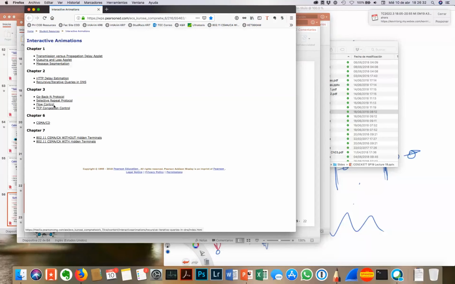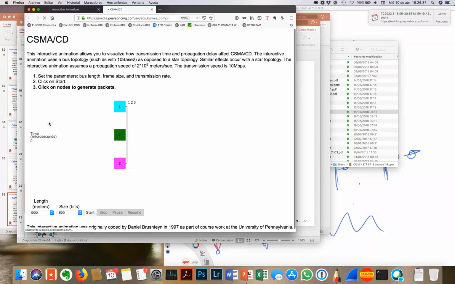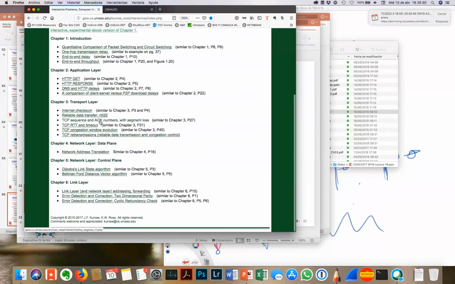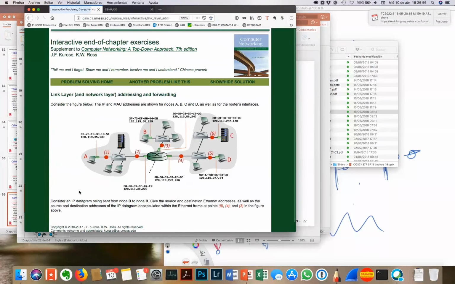And maybe this one? Nope. It's got to be in the other page. Maybe this. Yep, this is it.